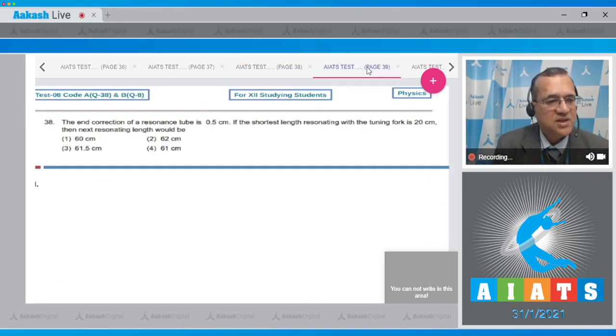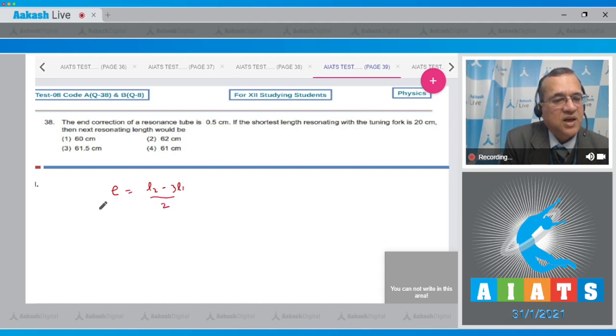Question number 38: the end correction of a resonance tube is 0.5 centimeter. If the shortest wavelength resonating with the tuning fork is 20 centimeter, find the next resonating length. Dear student, the formula for end correction is (L2 minus 3 L1) divided by 2, which is given as 0.5 centimeter. The second resonance length you have to find out.